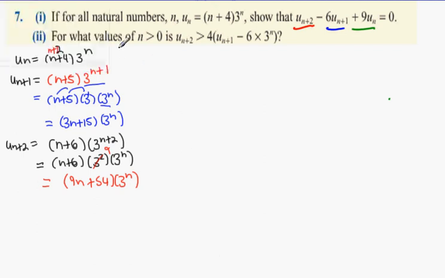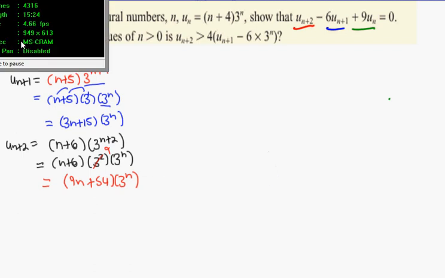So guys, next one is: for what values of n greater than or equal to 0 is u to the n plus 2 greater than 4 bracket u to the n plus 1 minus 6 multiplied by 3 to the n?